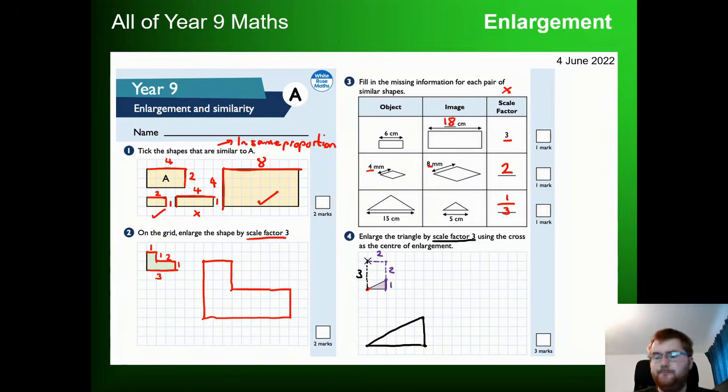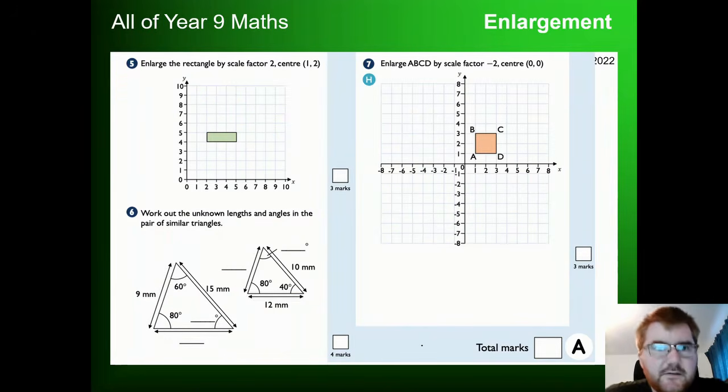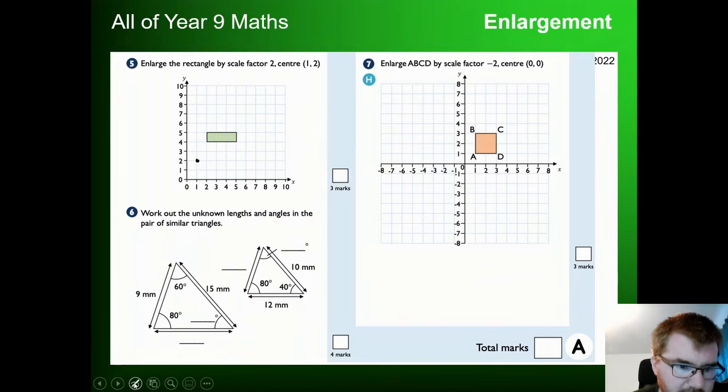Oh yeah, perfect. Right, now we need to enlarge on a grid, so it works in exactly the same way. This time the center is 1, 2, so we go 1 along and 2 upwards. So we're going to enlarge from here. And again, we can do this similarly to how we've done it before. So let's use a different color here. To go from, let's take this random point, we're going to go 1 to the right and 2 upwards.